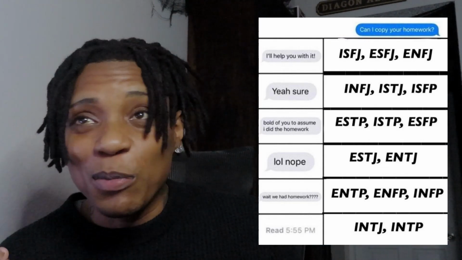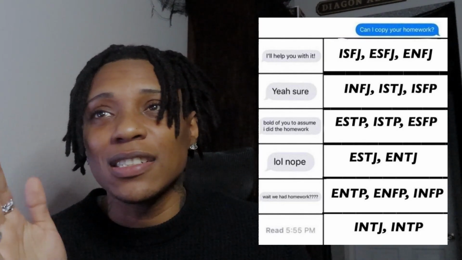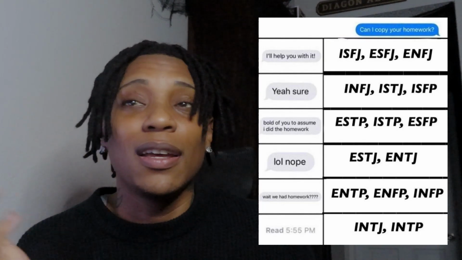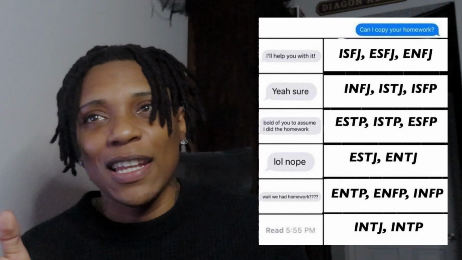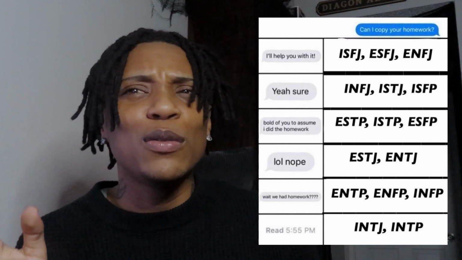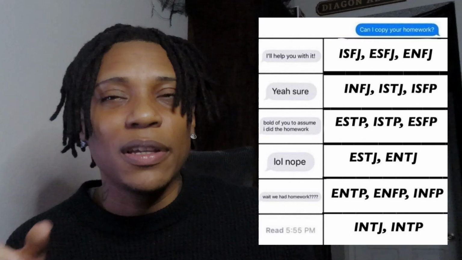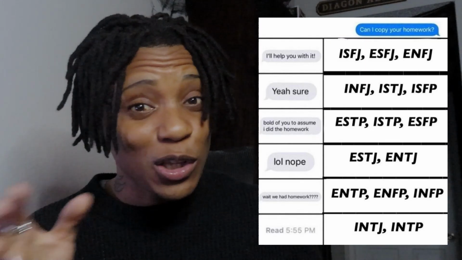So I'll help you with, can I copy your homework? I'll help you with it. That's the ISFJ, ESFJ, and ENFJ. The "yeah, sure" are the INFJ, ISTJ, and ISFP. The "bold of you to assume I did the homework" was the ESTP, ISTP, and ESFP. "Y'all ain't doing y'all homework?"